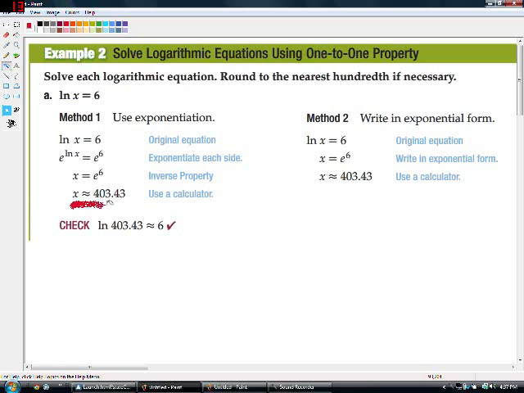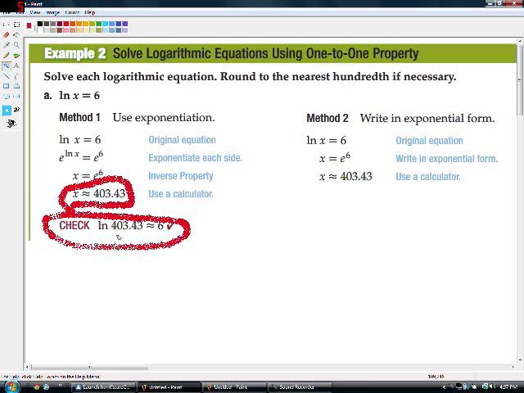Then you just plug that into a calculator using your E button, and you'll find that x equals 403.43. You can check by plugging ln 403.43 into your calculator, and seeing that it equals 6.